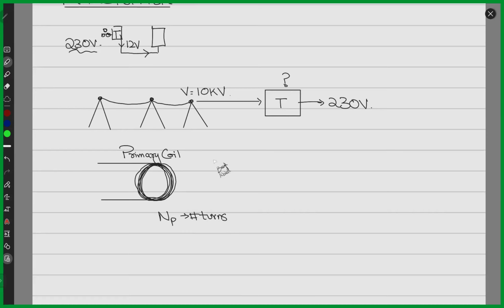Then you take, in exactly the same way, another coil, like this coil of wire, and it has some turns on it as well. And this is called the secondary coil. And the number of turns on secondary coil is NS.